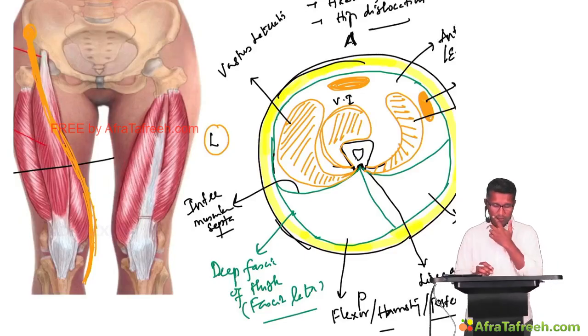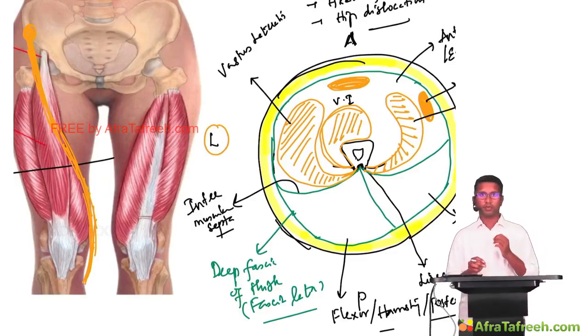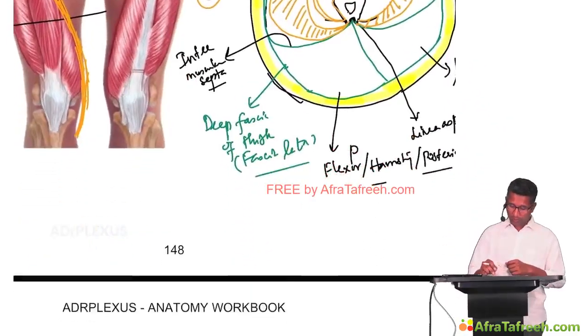The one muscle whose origin we haven't seen here is the rectus femoris muscle, and guys, please remember it.